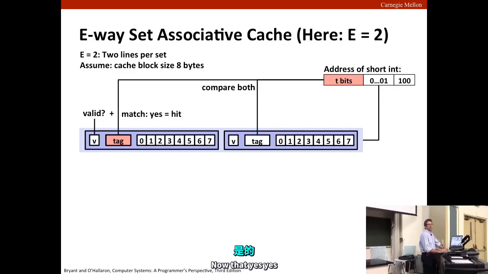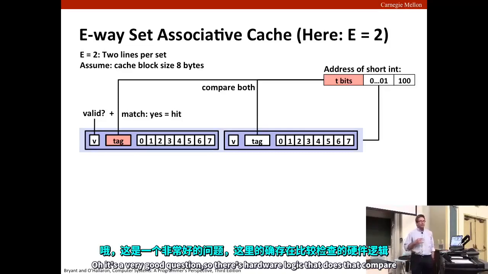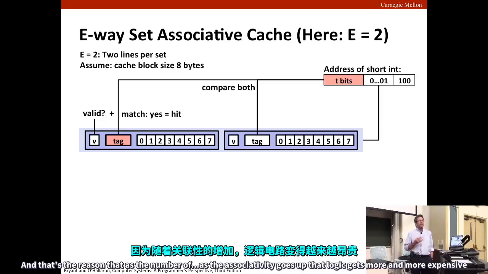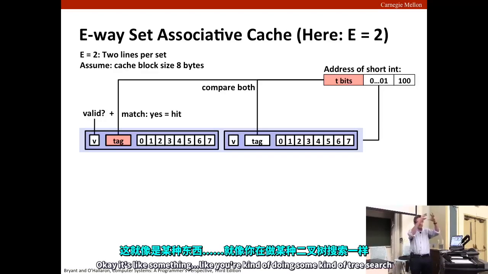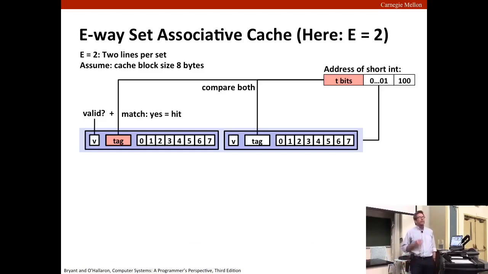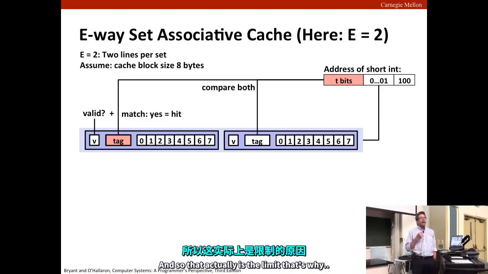Yes, how does it do it in parallel? Like if we have 2 processes we can do it normally, but what if we have way too many? That's a very good question. There's hardware logic that does that compare, and that's the reason that as the associativity goes up, that logic gets more and more expensive. It's like doing some kind of tree search. And so that actually is the limit.